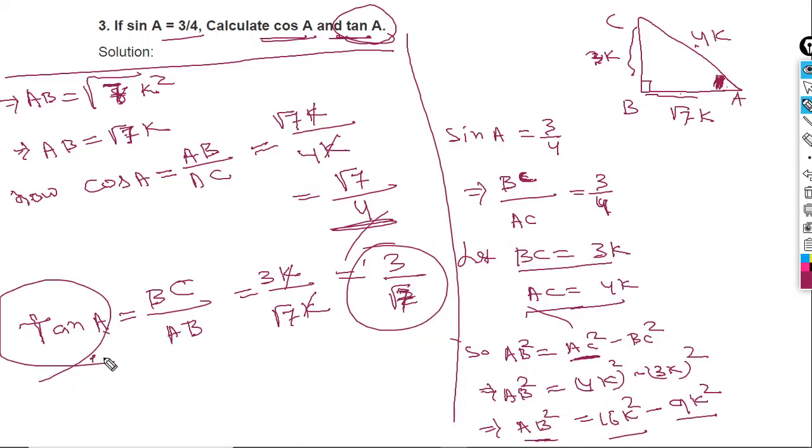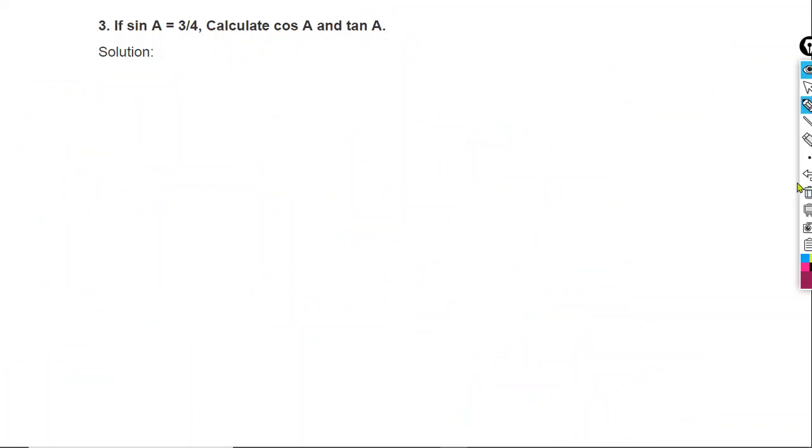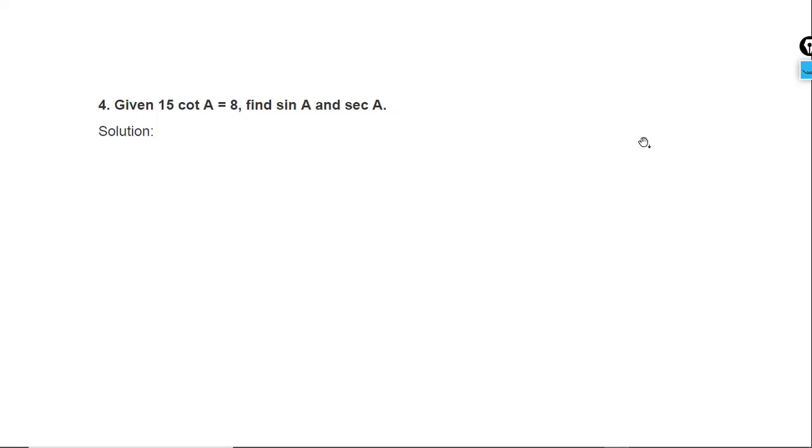So we got the value of tan A, that is 3 by root 7, and cos A value is root 7 by 4. So now we will move to the next question, question number 4.